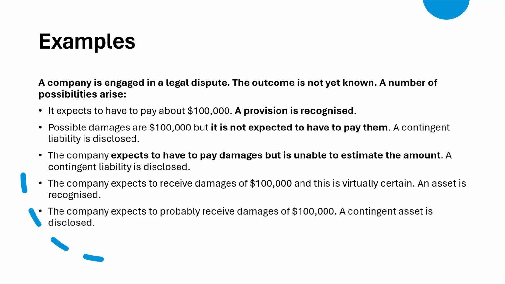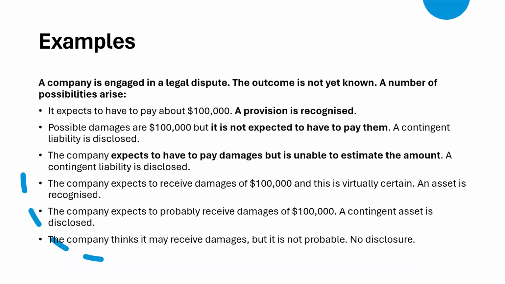Let's look at an example. The company expects to probably receive damages of $1,000. A contingent asset is disclosed. Why? There's a probability that damages will be received. Okay? The company thinks it may receive damages, but it is not probable. Therefore, there should not be any disclosure. Okay? Because it is not probable. There's no reliable measure. Okay?